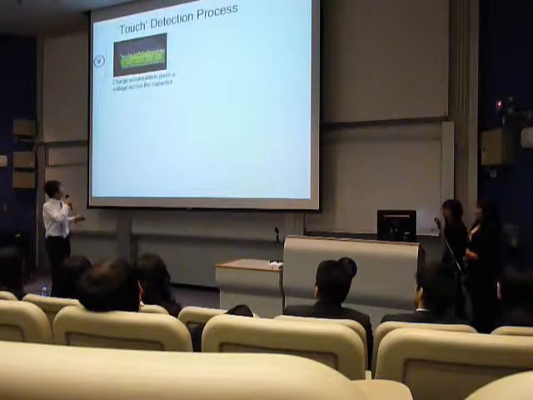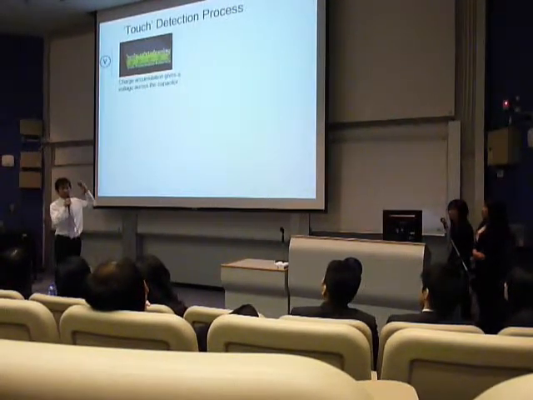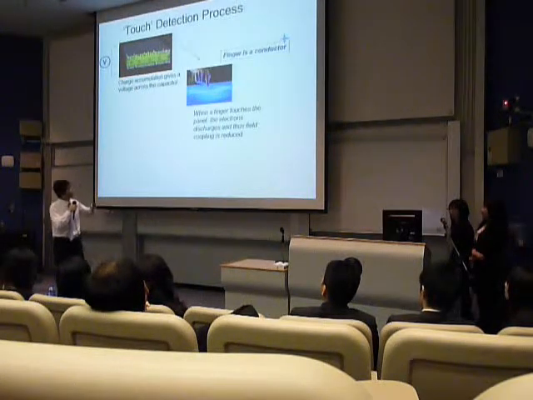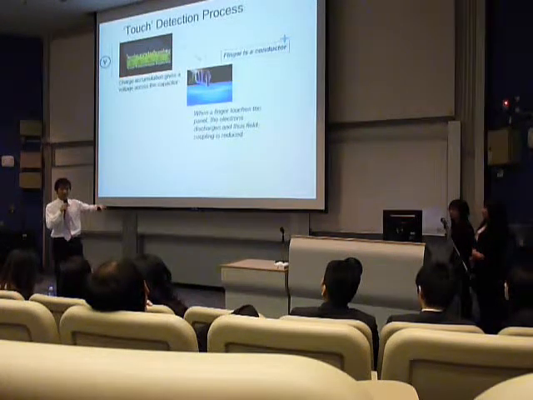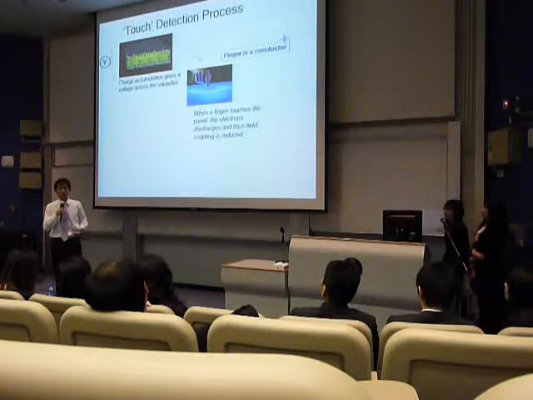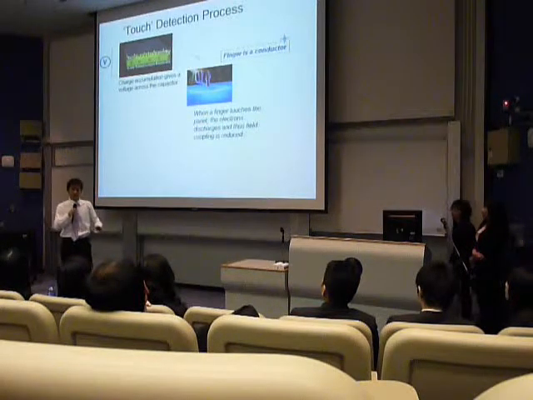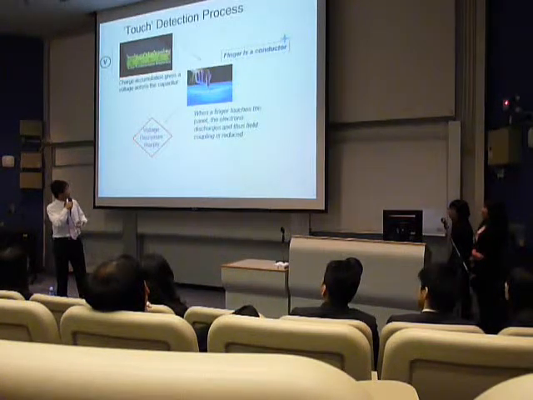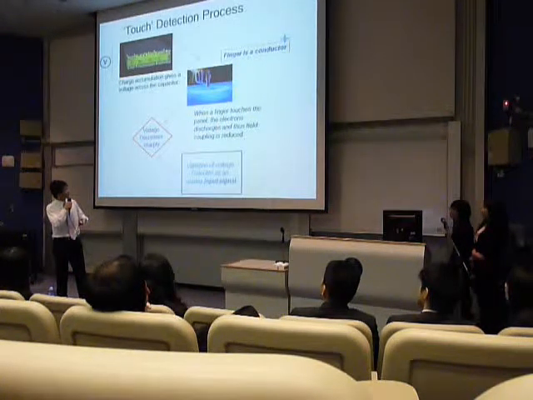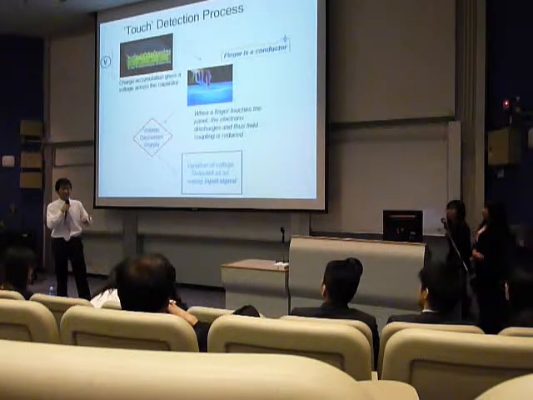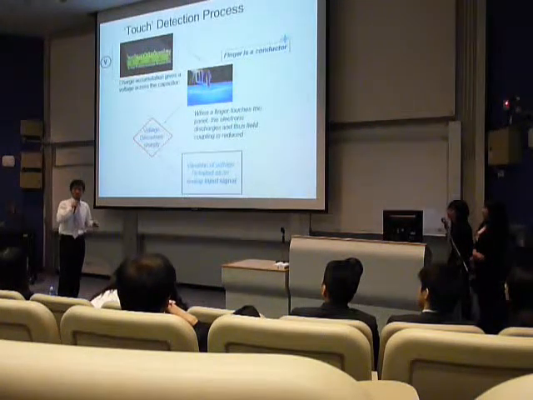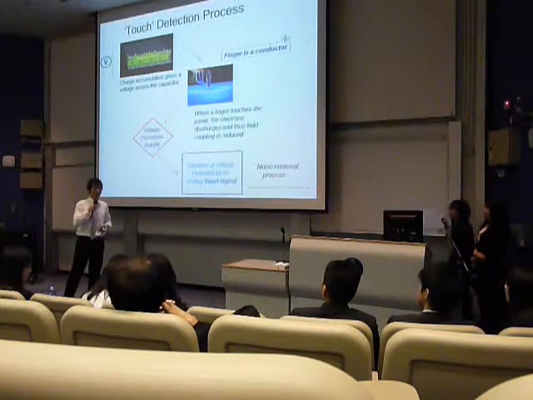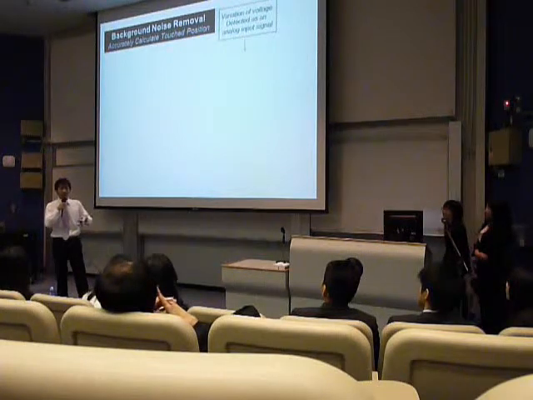So let's take a look at the flow chart. With the capacitor, a voltage exists across it, and when your finger touches the screen, since your finger is a conductor, it will discharge the electrons, and a sharp decrease of voltage would happen, and thus your touch is detected. But this is not the end of the story, because you still need an accurate calculation of that position. So we need to remove the background noise.